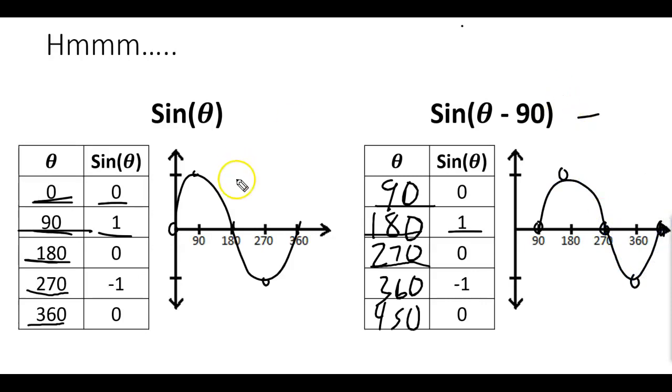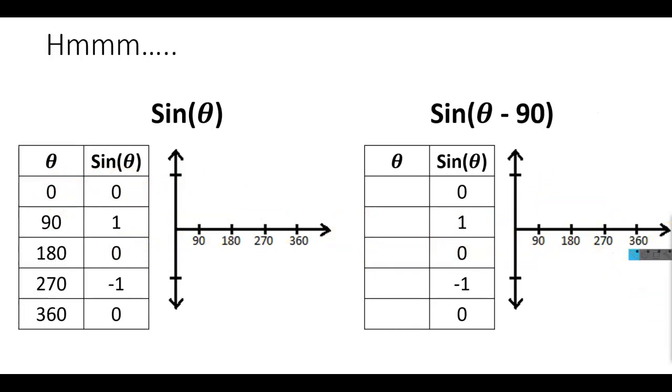Now take a look at these graphs. It didn't change the period this time. It didn't compress it or stretch it. But what it did do is it just shifted it over. And as we said before, whenever you subtract a number from your input, however much you subtract, that's how much things shift to the right. So these graphs are identical. It's just that this one's been shifted to the right by 90 degrees.